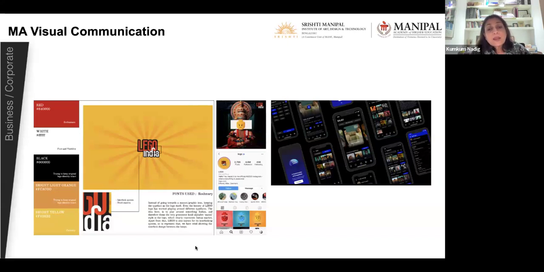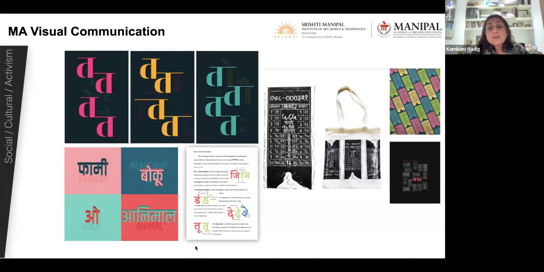Next slide. This slide shows the work done in the area of social, cultural activism, experimental approaches to work, experimental approaches to letterform design, font design, looking at social issues and doing a visual commentary on it. And students with this kind of inclination largely work with NGOs such as Dakshin and the Ashoka Foundation.